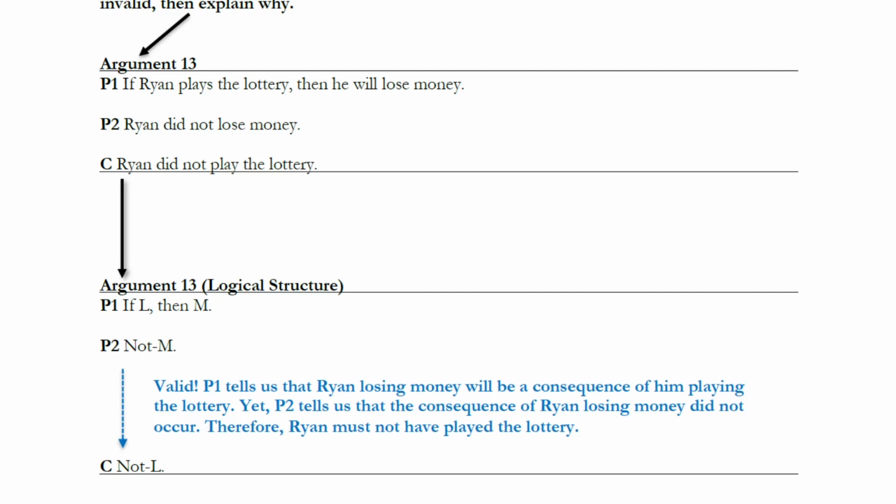If we are told that some statement L being true means that some statement M will also be true, but as it turns out M is not true, then it must be the case that L is not true. So, this is a valid argument. And in fact, this is a common form of valid reasoning that is used in many philosophical arguments. As such, it is also a form of argument that we will take a closer look at in our next video.